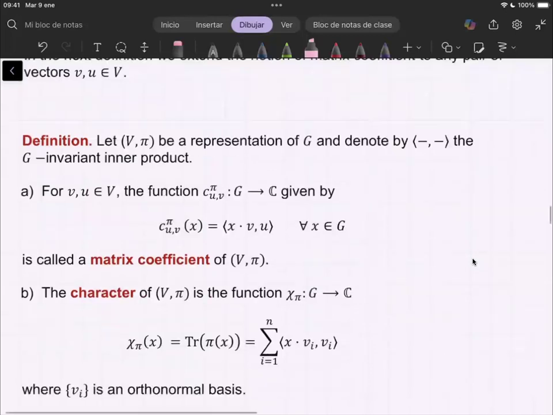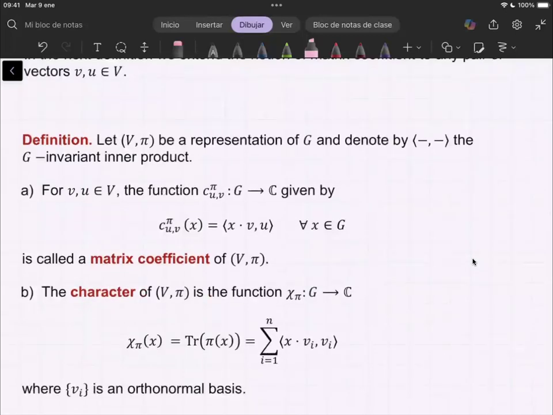So as I told you before, we also call matrix coefficients the functions that we define given two vectors, u and v, okay? The idea is that u actually represents an element of the dual, because the function f is just given by taking the inner product against u, okay?